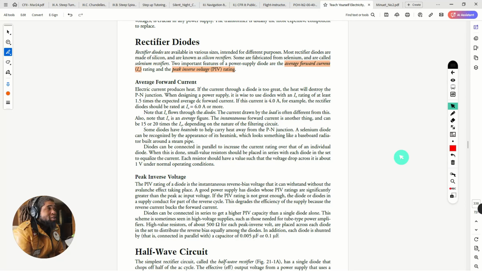When designing a power supply, it is wise to use diodes with an average forward current rating of at least 1.5 times the expected average forward DC current. Okay, so this is great. Right offhand here, he's giving you some rules of thumb. So we'd want to have that kind of in our heads, things that we want to know as rules of thumb.